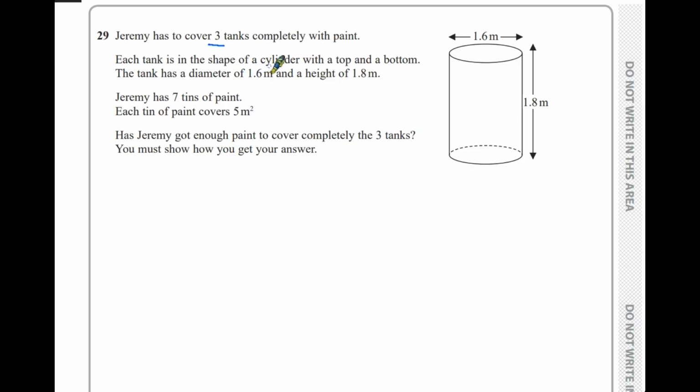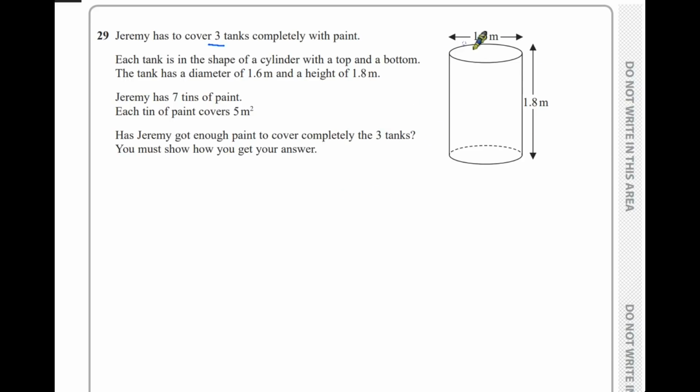Question 29, Jeremy has to cover 3 tanks completely with paint. Each tank is in the shape of a cylinder with a top and a bottom. The tank has a diameter of 1.6 and a height of 1.8. We have a diagram here confirming. Jeremy has 7 tins of paint, and each tin of paint covers 5 meters squared. And we're asked whether or not Jeremy has got enough paint to completely cover the 3 tanks. And we must show how we get our answer.